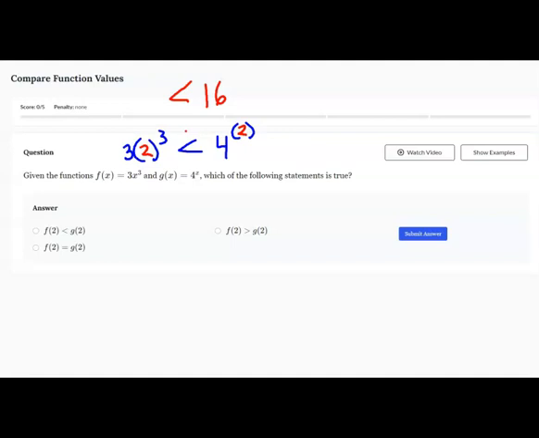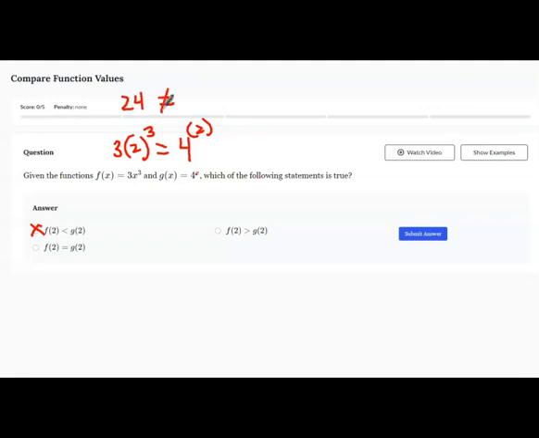You can use a calculator, or you can mentally compute these values yourself. So 24 is not less than 16, so then we move on to the next one. Are they equal to each other? Well, this is the same input as before. So if I put that 2 back into the x position, and copy each function's math rule, I know that this left side will always be 24, the right side will always be 16, so they're not equal to each other. That must mean that 24 is greater than 16, leaving me to select the last choice.